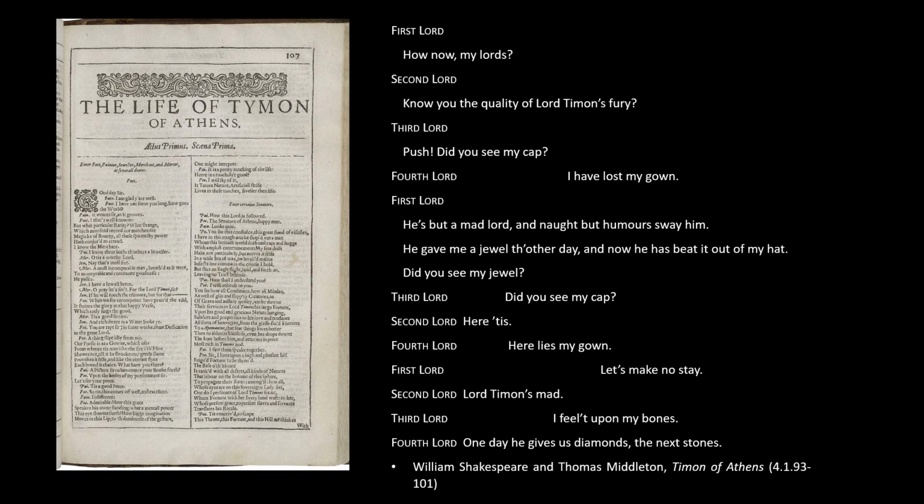"How now, my lords? Know you the quality of Lord Timon's fury? Push! Did you see my cap? I have lost my gown. He's but a mad lord, and naught but humours sway him. He gave me a jewel the other day, and now he has beat it out of my hat. Did you see my jewel? Did you see my cap? Here it is. Here lies my gown. Let's make no stay. Lord Timon's mad. I feel it upon my bones. One day he gives us diamonds, the next stones."